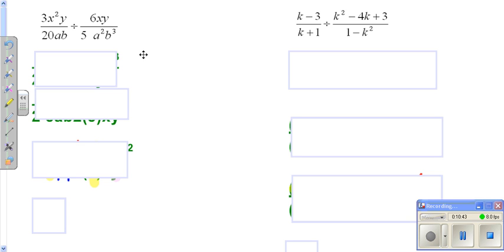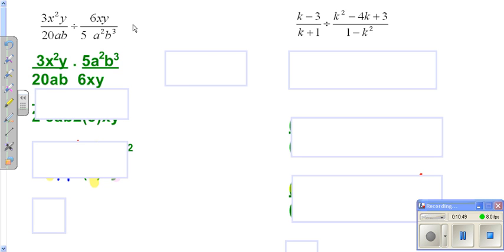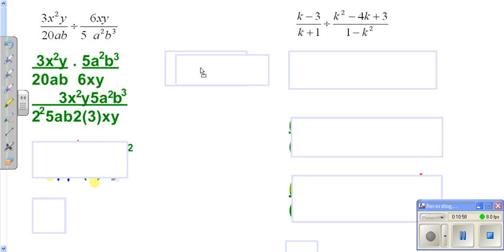Now we're going to look at dividing. Instead of dividing by a fraction, remember we always multiply by the reciprocal, and it's always the reciprocal of the second fraction. So I'm going to flip the second fraction upside down. Now it's just like the last couple of problems. Write it as one fraction, have everything factored, start crossing out the things that are the same on the top and the bottom.